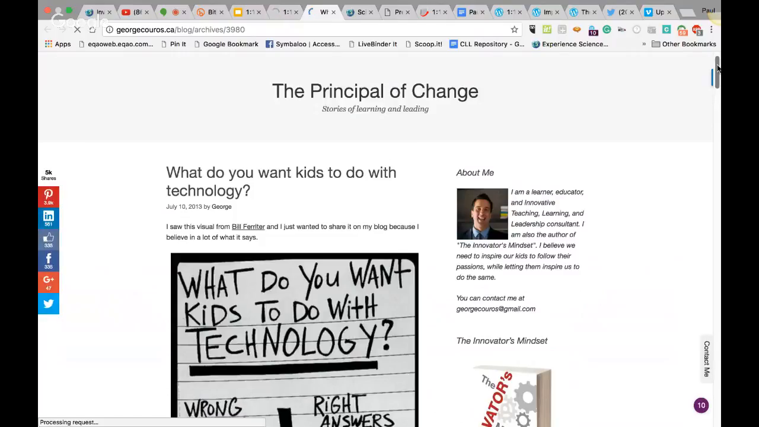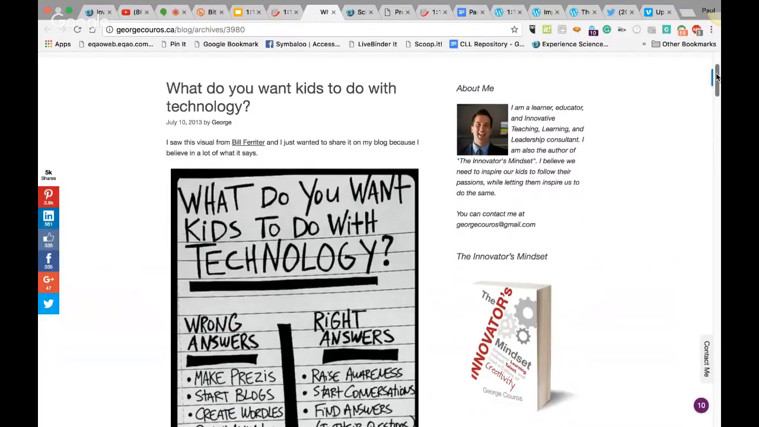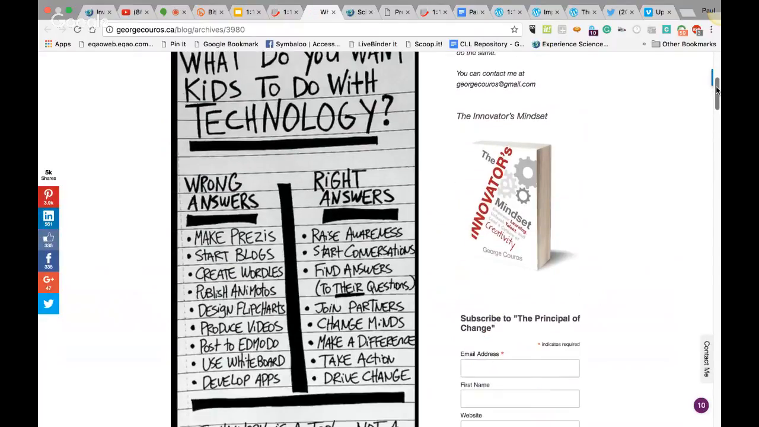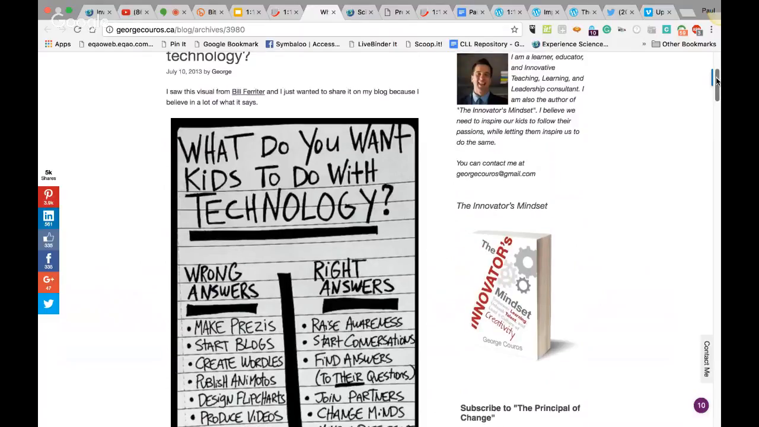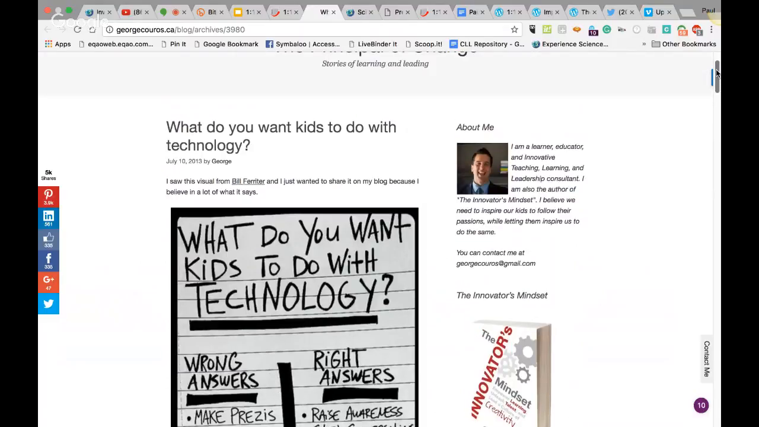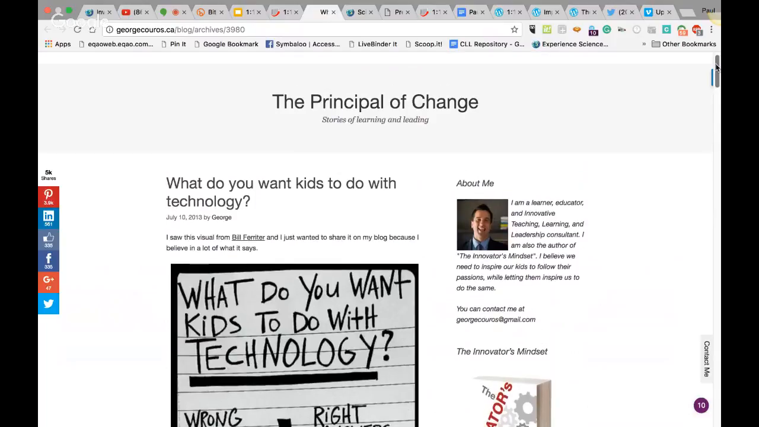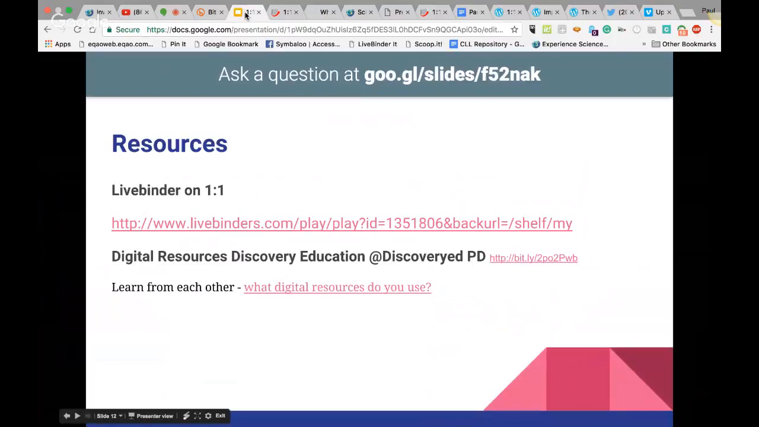And actually just picked up George Kouros's article, and there's the poster that he adapted from another educator. So that's available to you. So there's about 20 or 30 articles that you can take a look at.